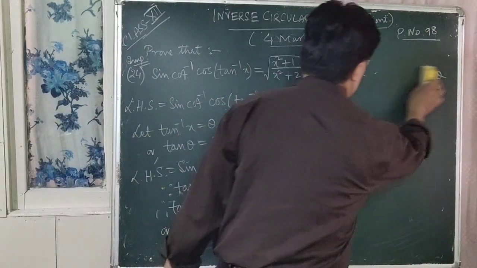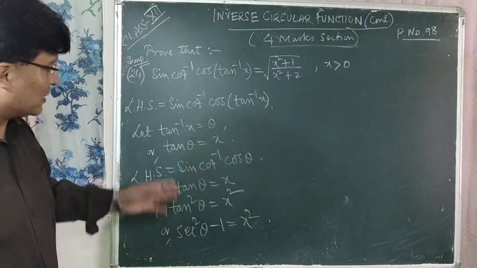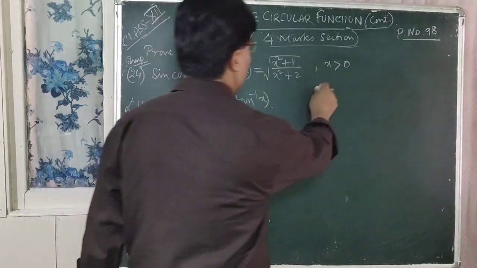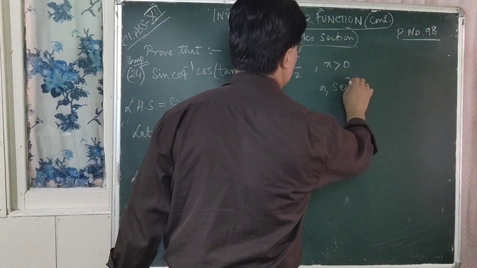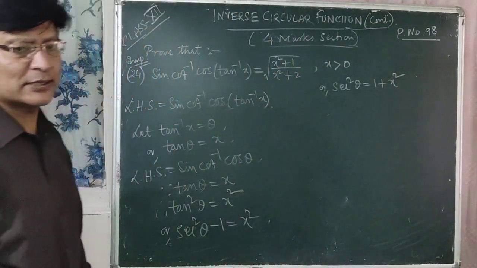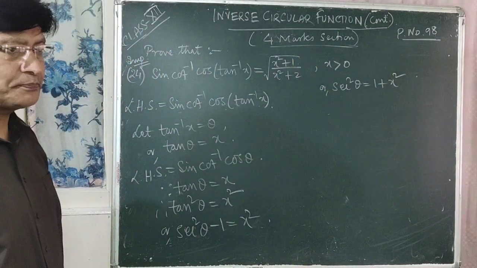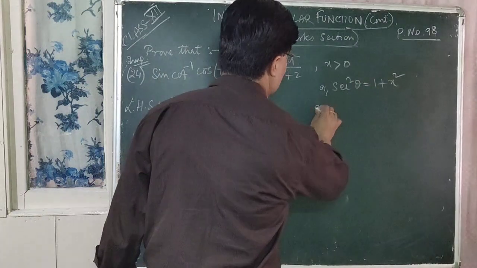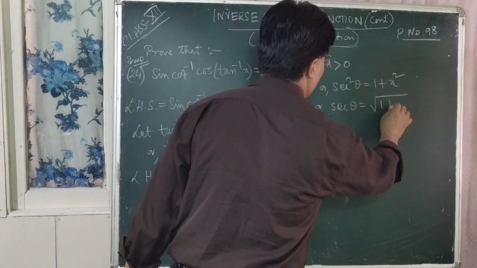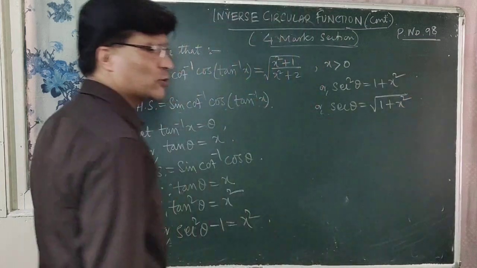So now, what will you do in the next step? Get the value of sec square theta. Minus 1 is taken to the right hand side. So sec square theta is equal to 1 plus x square. Is that clear? Now, what is the value for sec theta? Sec theta is equal to root over 1 plus x square.